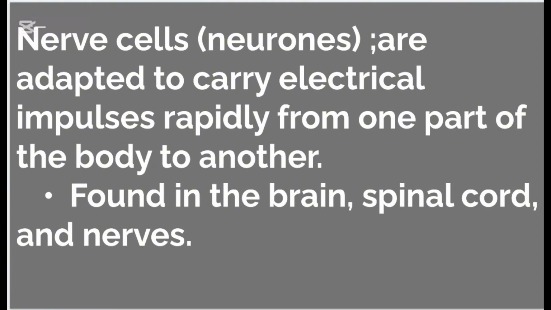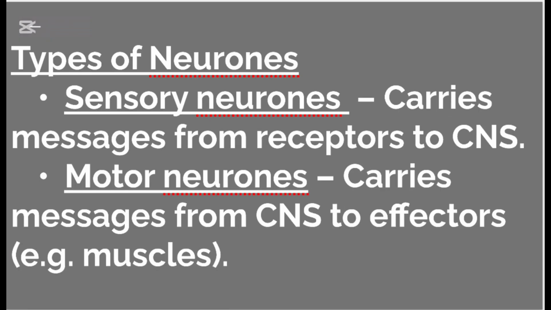Now, I haven't talked about that. What are nerve cells? Like I said earlier, nerve cells are adapted to carry electrical impulses rapidly from one part of the body to another, and are majorly found in the brain, spinal cord, and nerves. Now, there are types of neurons. What are the types of neurons? You have the sensory neurons, motor neurons, and the relay neurons.